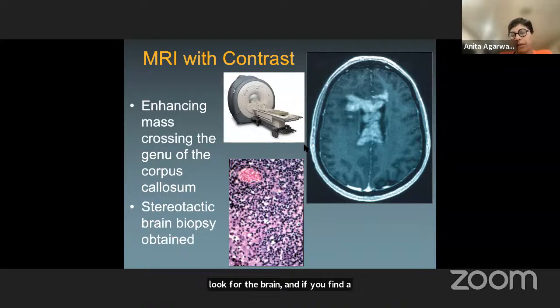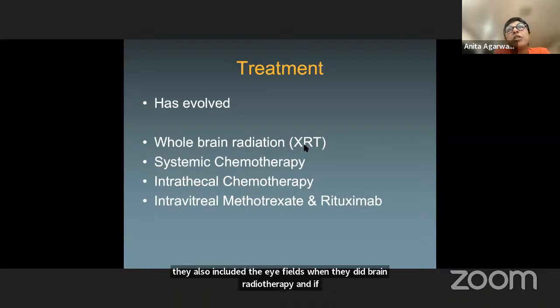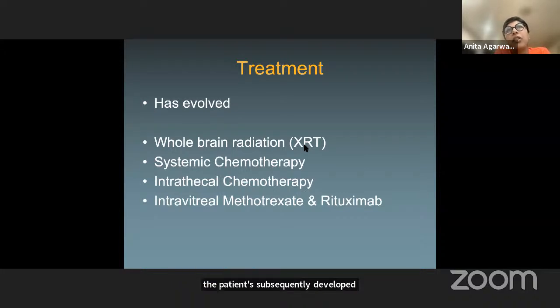And this is what the lymphoma cells look like, blue cells that are pretty homogeneous. And once you have a confirmation, you go for treatment. And the treatment has evolved over time. Initially, when I was a fellow, most of these patients got whole brain radiation, because lymphoma is extremely sensitive to radiotherapy. And unfortunately, in those days, people didn't know that if you treat the brain, they also included the eye fields when they did brain radiotherapy. And if the patients subsequently developed intraocular lesions, they could not get radiation.